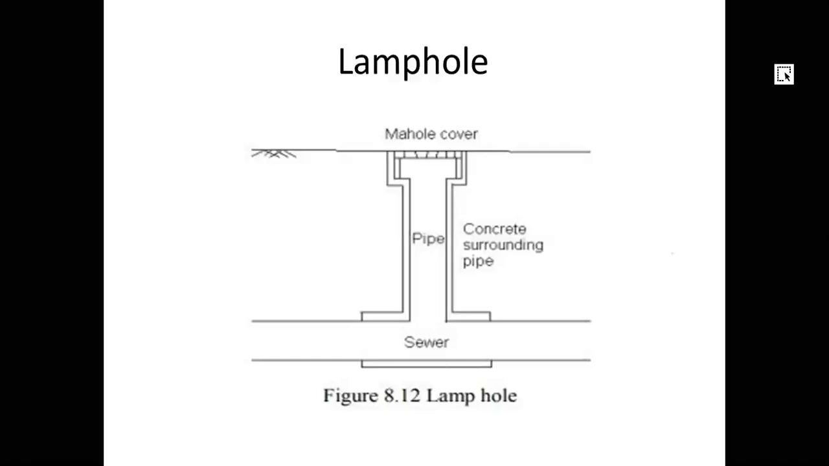Substitute for manhole, but where can we use such kinds of manholes, lamp holes? Where the space is less. Where the space is less, but the requirement of a manhole is very urgent, and change in direction, change in gradient is there, and we should construct the manhole, but we don't have sufficient space. In that case, you can go for a manhole like this lamp hole. So how does it function? This is a manhole cover.